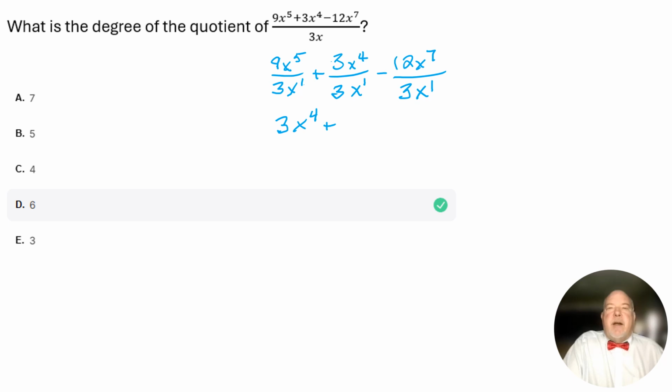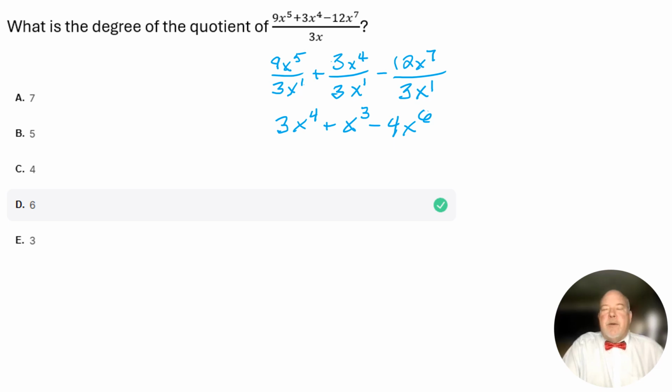And then 3 divided by 3 is 1. I don't need to write the 1, so I'm not going to write it. And then for the x's, 4 minus 1 is 3, so that's x to the 3rd. And then minus 12 divided by 3 is 4. And then subtract 7 minus 1, the exponents, and get x to the 6th. So again, we're looking at the highest valued exponent, which is the 6th. So this is the 6th degree. So that's why the answer is D.